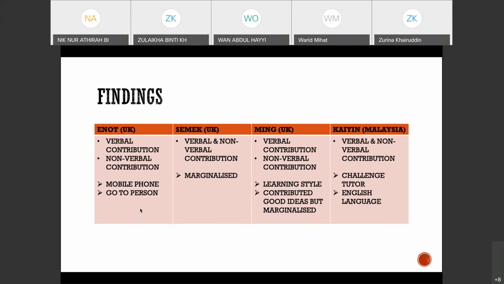What's interesting about Samak, the reason I'm interpreting her as being attentive, is because she shared with me and her friends, during the interview and also the focus group, that she was being marginalized. She was being marginalized during small group discussion. So what she told me was that she shared her idea, she gave her point, she explained her answers to the small group, but it was ignored. So she feels that she's marginalized.